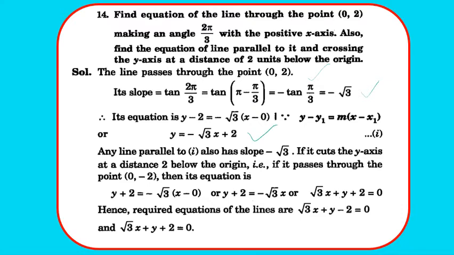Now any line parallel to it also has the same slope, because parallel lines have the same slope. So it cuts the y-axis at a distance 2 below the origin, so it is passing through the point (0, minus 2). So the equation of the line will be y plus 2 equals minus root 3 into (x minus 0). So y plus 2 equals minus root 3 x, or simplifying we get root 3 x plus y plus 2 equals 0. So the equations of the required lines are root 3 x plus y minus 2 equals 0 and root 3 x plus y plus 2 equals 0.